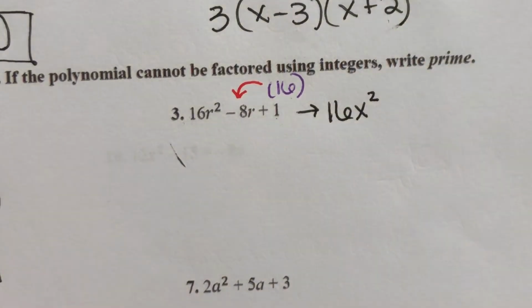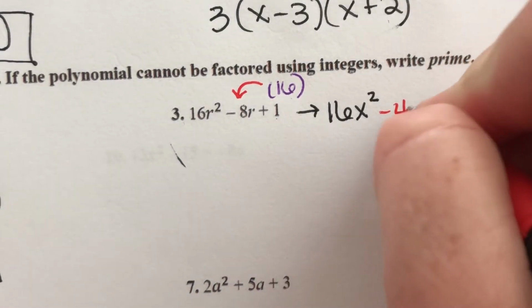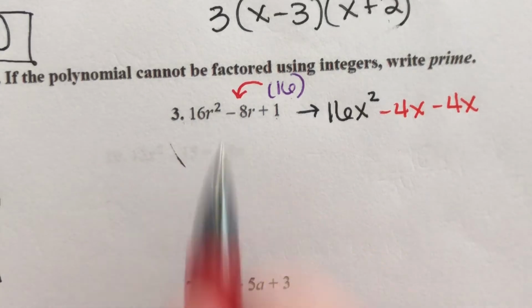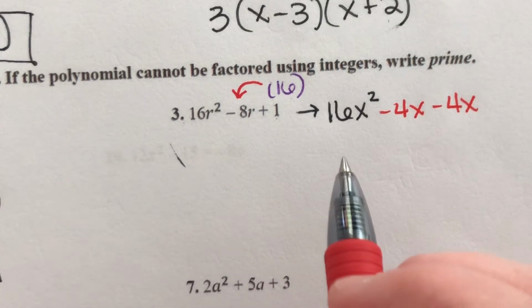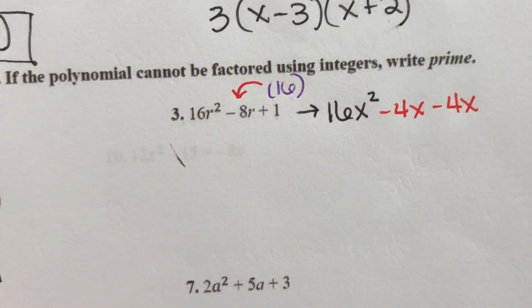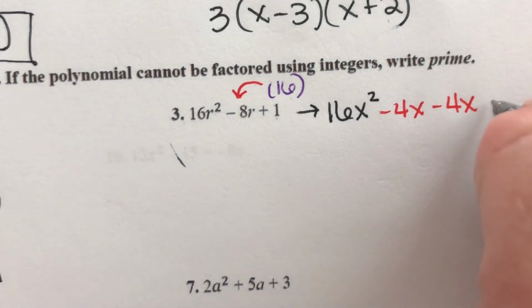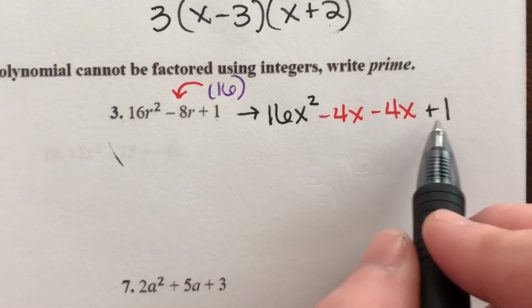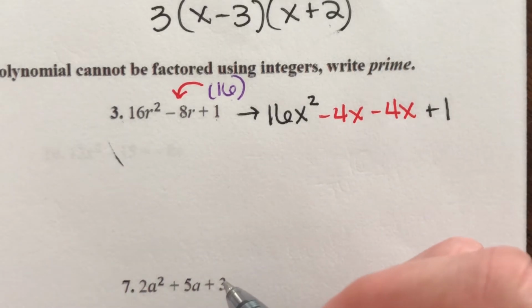16x squared, and then minus 4x. Minus 4x, which is, oh, I'm writing x and I should have written r. All right, well, it's the same thing. I've called it x now, so I'm done. And then plus 1 at the end. It should have been 16r squared minus 4r minus 4r. It's okay. The math will be the same.